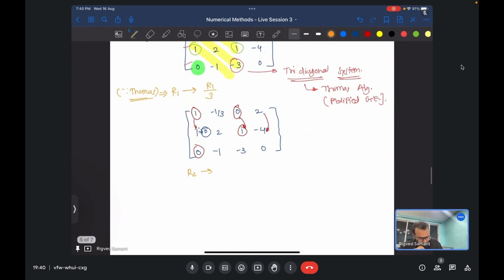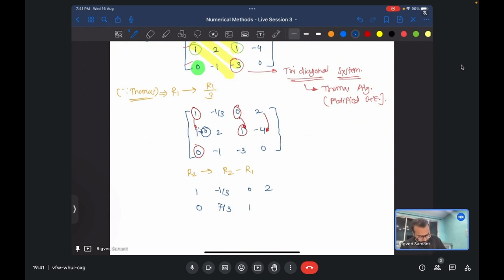So what will be the R2? R2 minus, we have to make that 0, so R2 minus R1, using this pivot. So 1 minus 1 by 3, 0, 2. This will become 0. 2 minus, plus, sorry, 5 by 3. How much? 7 by 3, right? 5 by 3? Oh, minus R. Okay. 7 by 3.